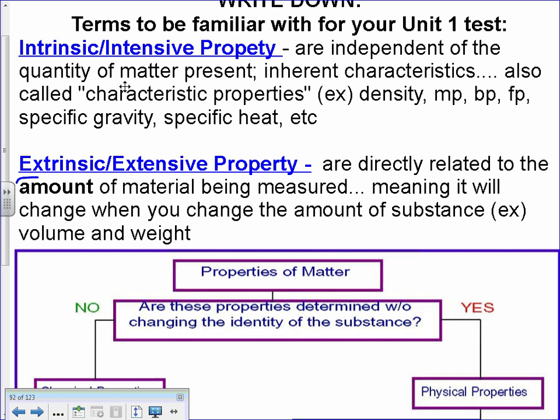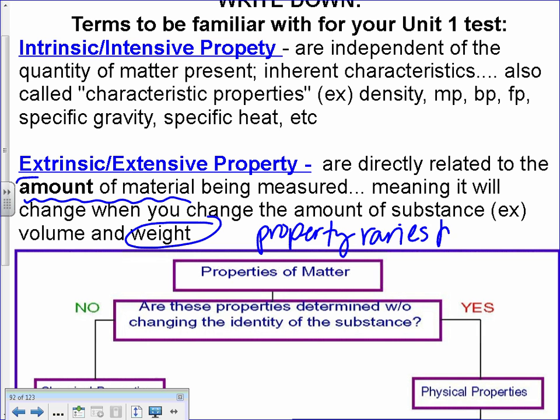Extrinsic or extensive properties just basically mean that the amount of matter is going to be a part of why the property is what it is, okay? So for example, weight: if you have a lot of the matter, the weight goes up. If you have a small amount of the matter, the weight goes down. So the property varies based on amount is kind of the most brief way you can say extrinsic or extensive property.